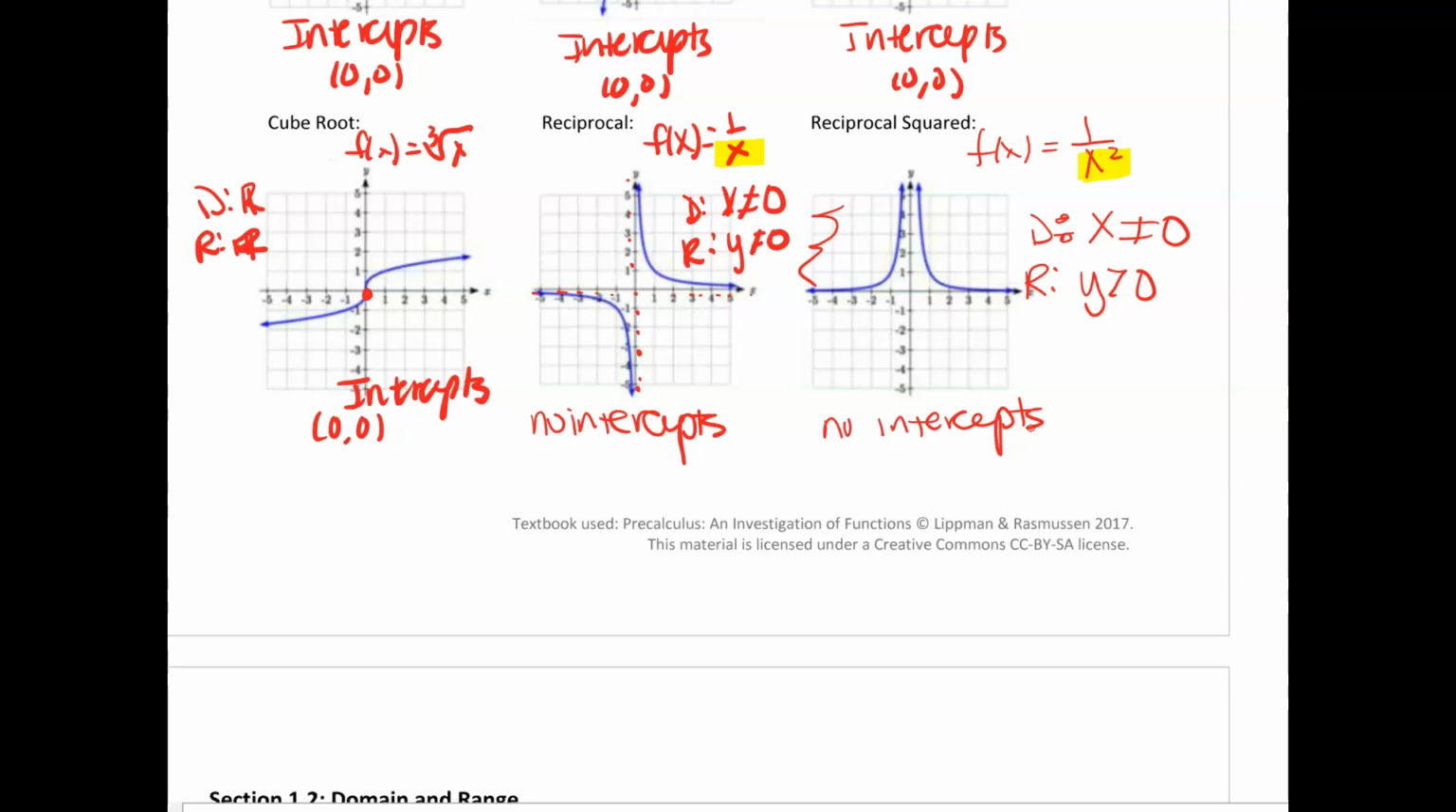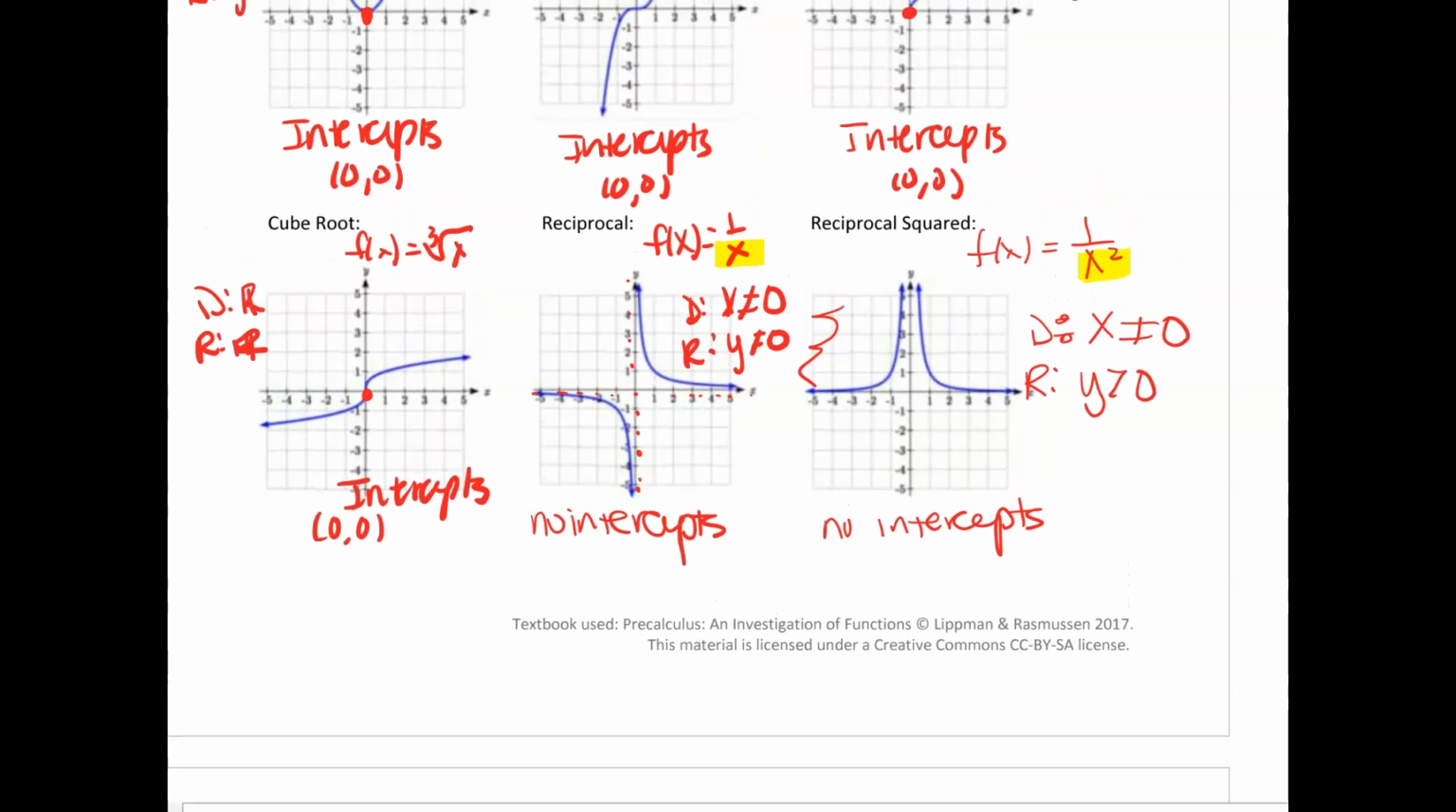All right, so I just want to give you a basis here of these parent functions and the domains and ranges, etc. Because as we work through and go through different chapters, we are going to keep referencing intercepts and domain and ranges. So this gives you a really good resource.